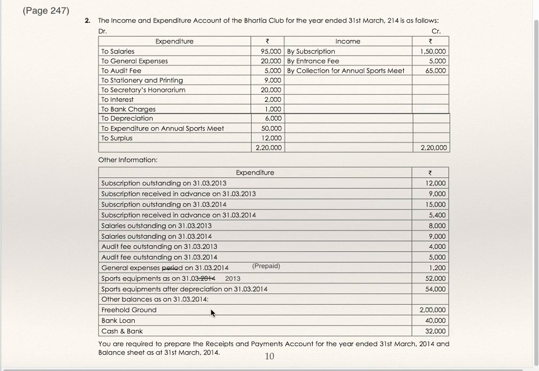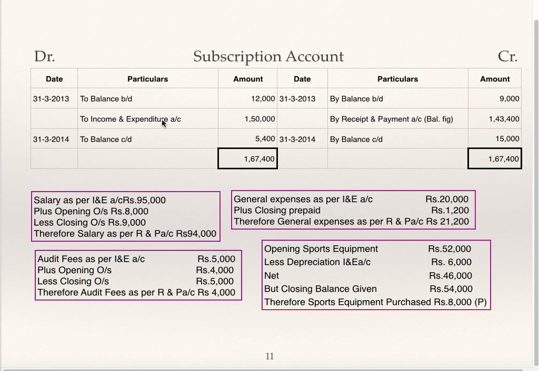Other balances: freehold ground, bank loan and cash at bank. This is closing cash and bank, because it is as on 31st March 14 and you are supposed to prepare the receipt and payment account as on 31st March 14: closing cash and bank 32,000. For freehold ground and bank loan, no information is given whether they purchased the land during the year or took the loan during the year. That means in the opening balance sheet also you are supposed to show these figures. I will first show you the working notes.